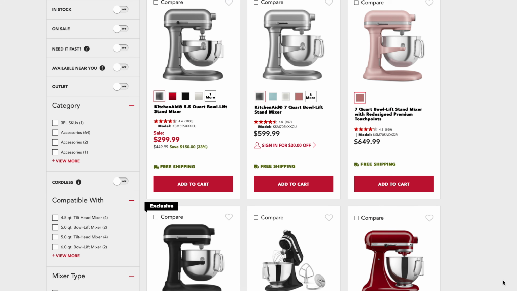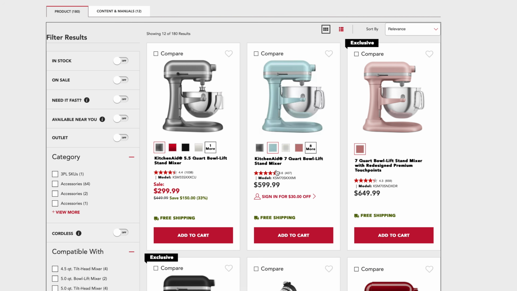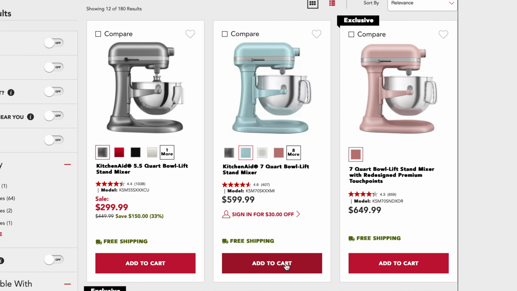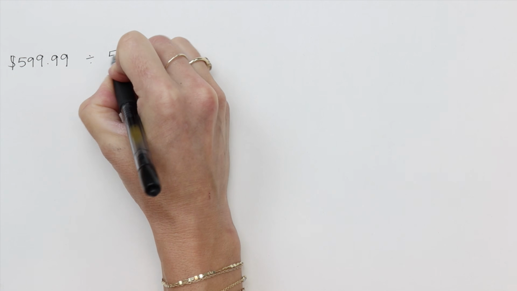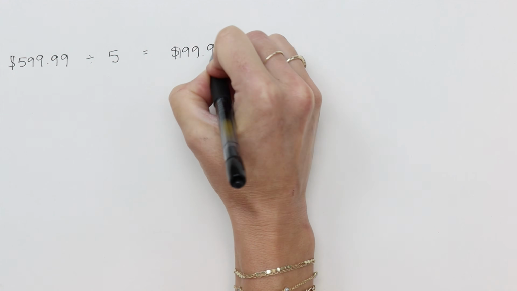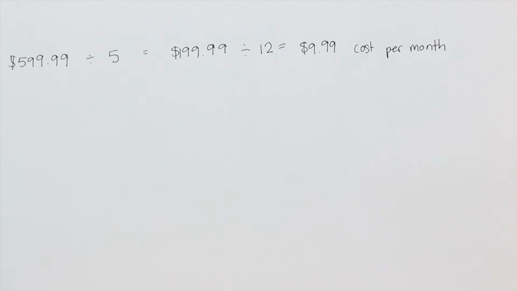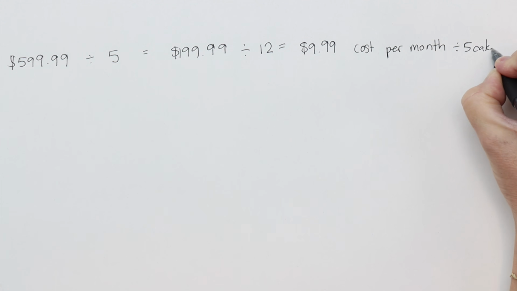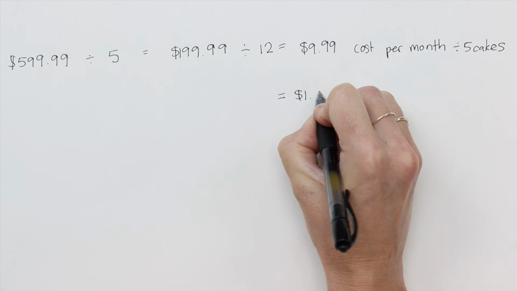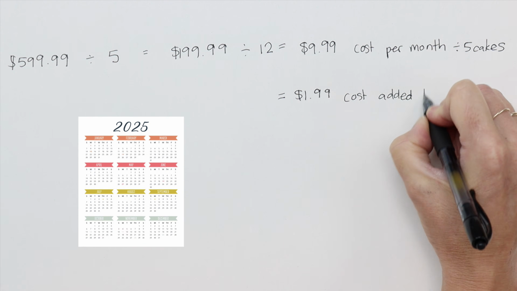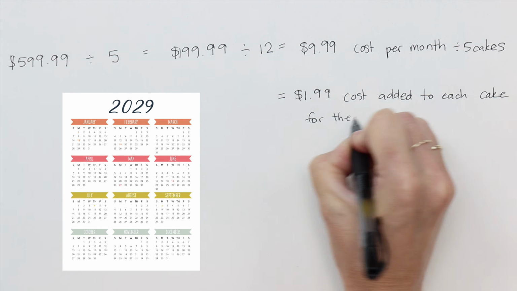For investments, like a bigger mixer, first think about how long you're planning on using it for. If it's 5 years, divide the cost of the mixer by 5 years, and then divide that number by 12 to calculate the cost of 1 month. Divide that by however many cakes you sell in a month. Now you've spread out the cost of that mixer between every cake you sell for the next 5 years, approximately at least.